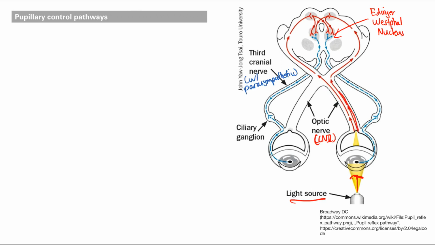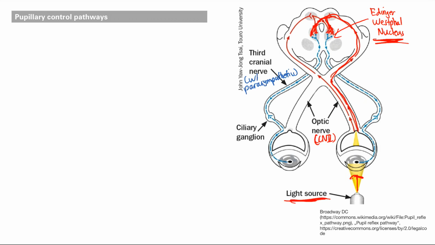And it's going to take that light sense, and it's going to take it all the way back here to the Edinger-Westphal nucleus. And note that even though it's light in one eye, it's going to get sent to bilateral Edinger-Westphal nucleus, okay? That's a key term you want to know. Light in one eye goes to bilateral Edinger-Westphal nuclei.